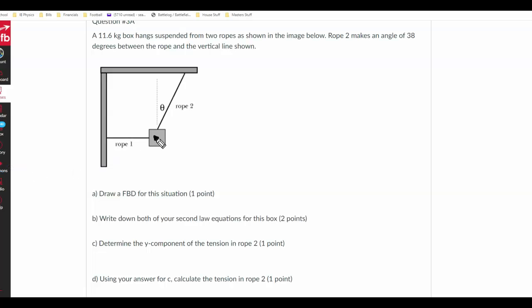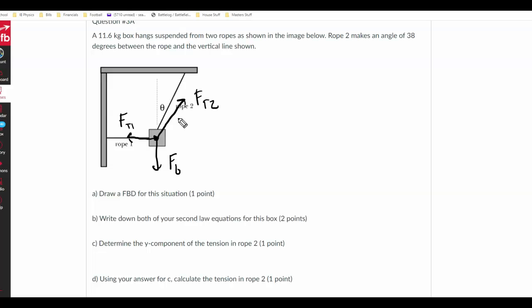FBD should be very straightforward. You've got force of gravity going down. There's 2 ropes, so there's 2 tensions. I'm going to call this one FT1, and the other one would be FT2. It should go along the rope, but just my bad handwriting, I somehow missed drawing a line on top of a line, so just ignore that. But this other arrow should be parallel to the rope here, of course. And that's basically it. Okay, so that is 3A.